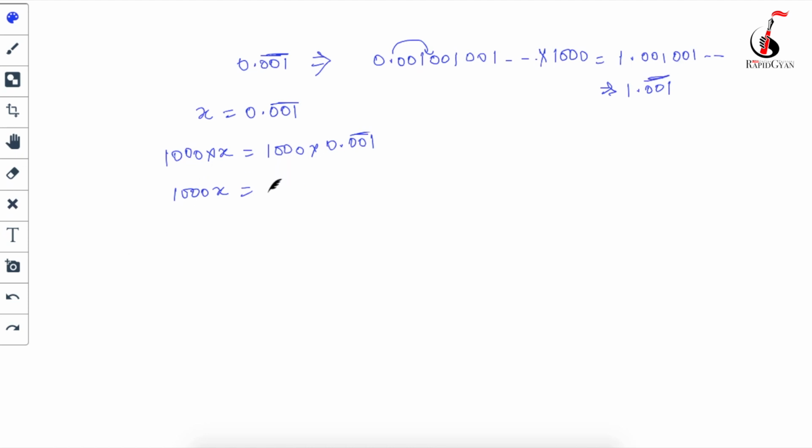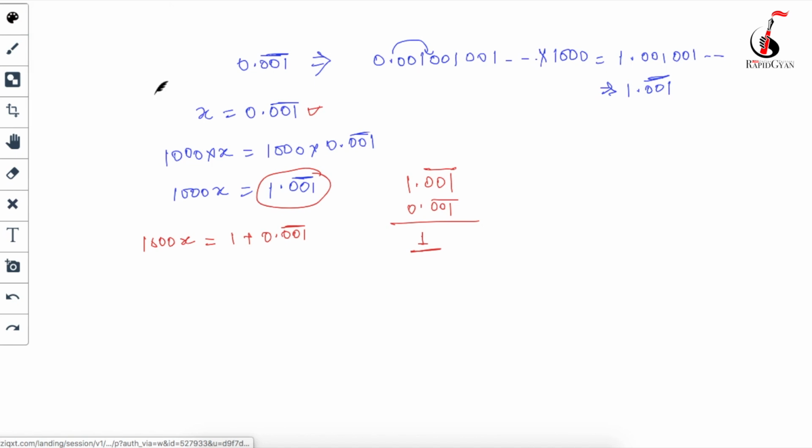Understand? So this can be written as 1.001 bar. Now the next step is that you will have to split this number. In order to split this number, we will have to subtract your question from this number. So if you subtract 0.001 bar, what will you get? This will give me 0, and I will get 1. So I can write here that 1000 of x is equal to 1 plus 0.001 bar. So what is your 0.001 bar? 0.001 bar is your x.